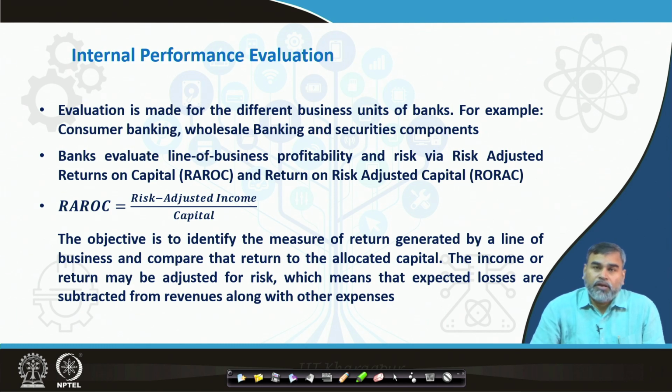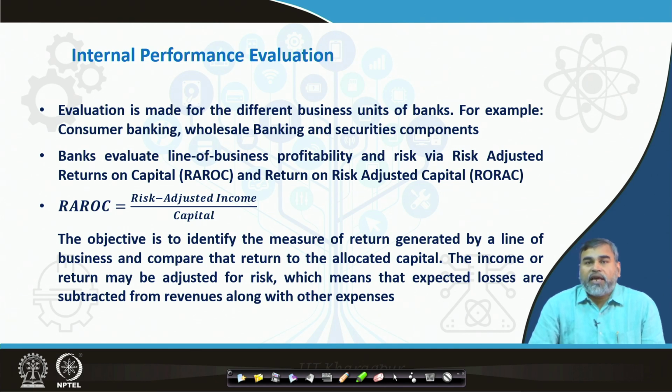But for example, the commercial banks give different types of loans, consumer loans or consumer banking, wholesale banking, and different kinds of securities they consider for their investments, short-term securities, long-term securities. Then how will the commercial banks conclude which type of asset or which type of business is giving them better profit or better revenue in comparison to the others? That is a very practical problem the commercial banks face.